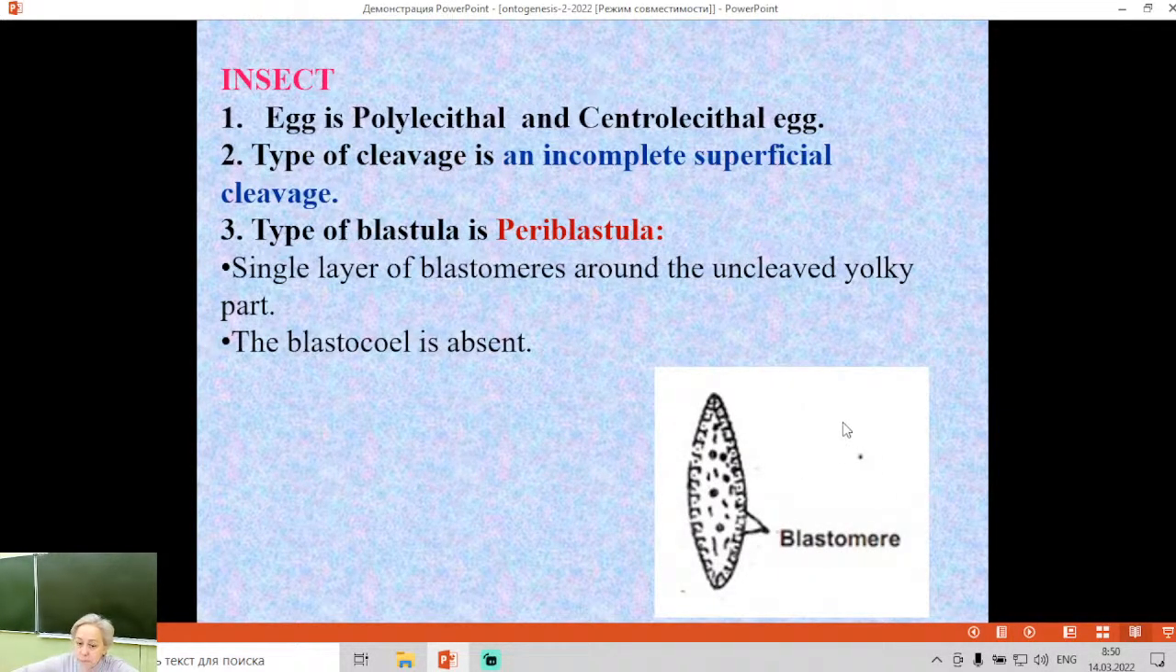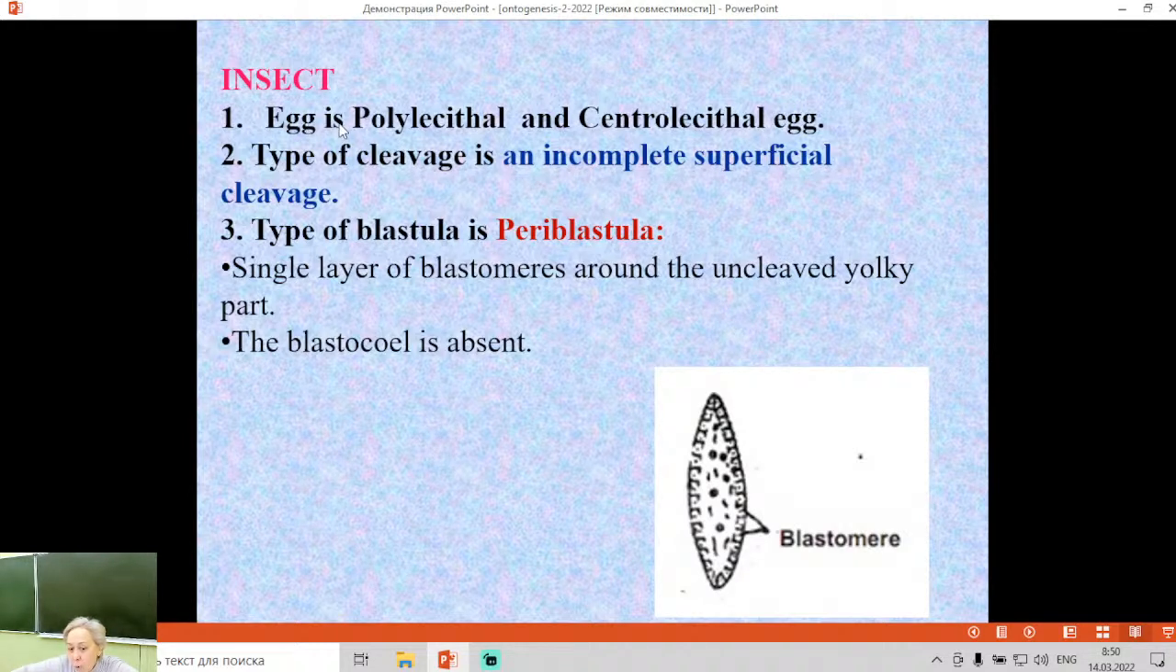Insect. The egg of an insect is polylecithal and centrolecithal. The type of cleavage is incomplete superficial cleavage, and the type of blastula will be periblastula: a single layer of blastomeres around the uncleaved yolky part. The blastocoel is absent.